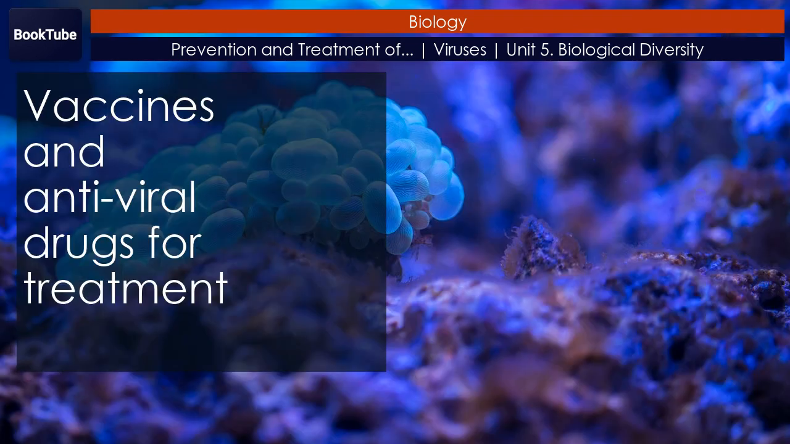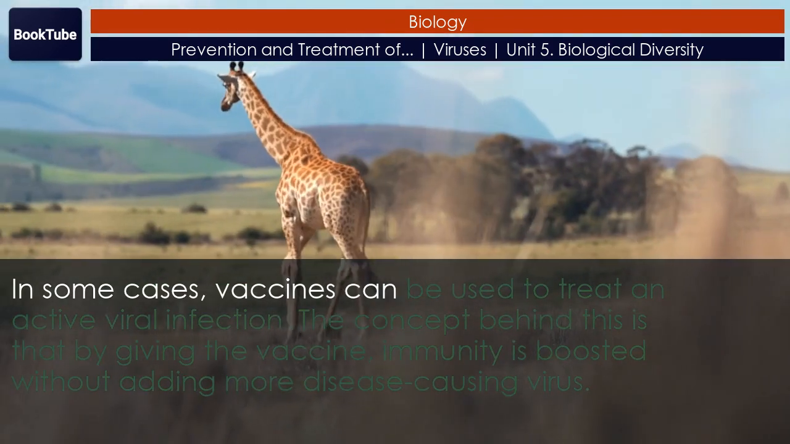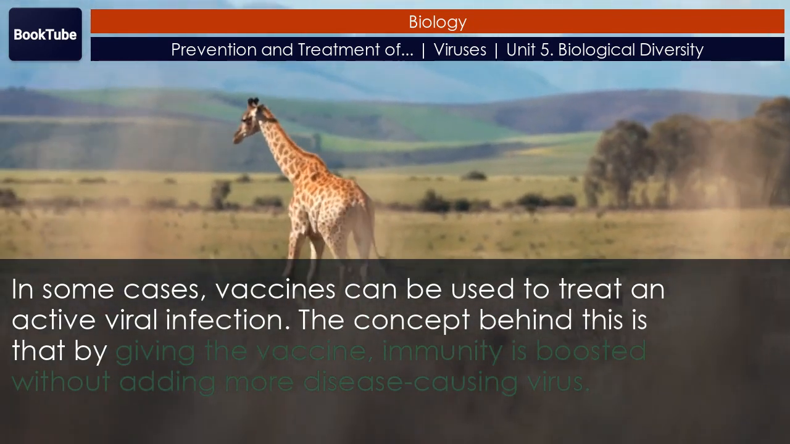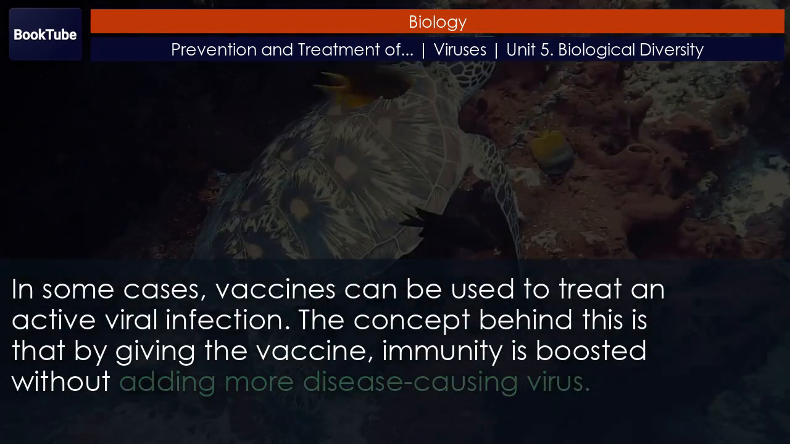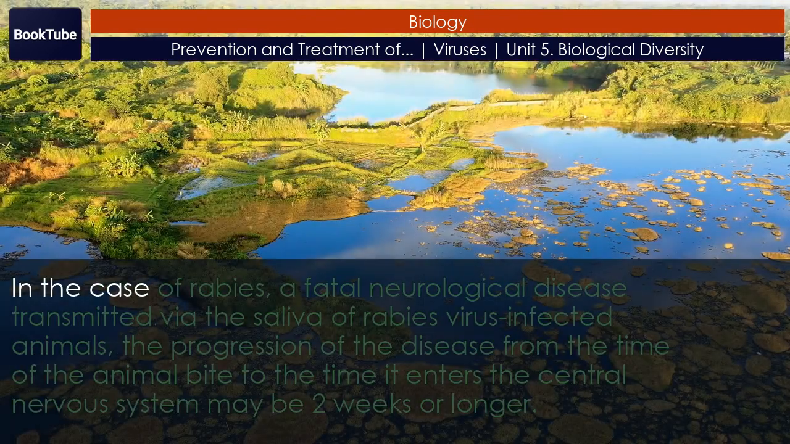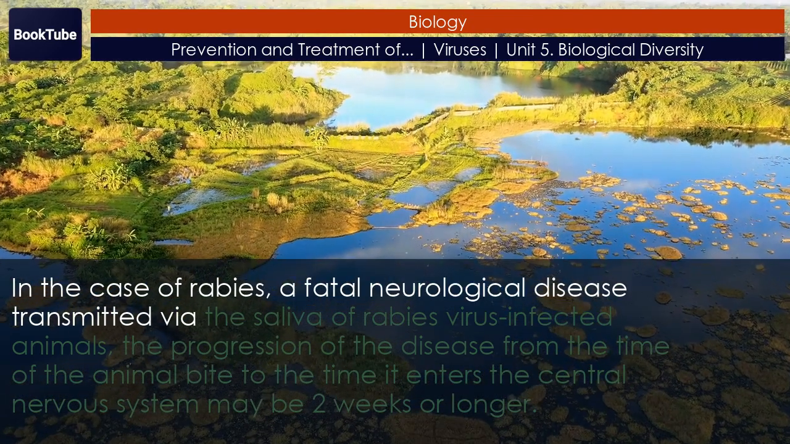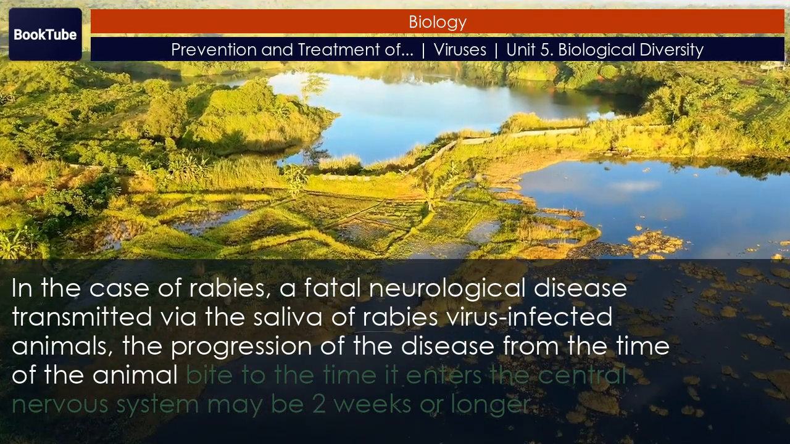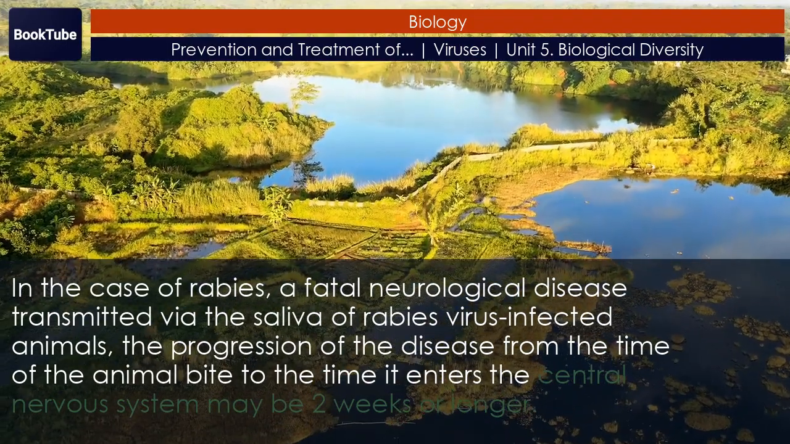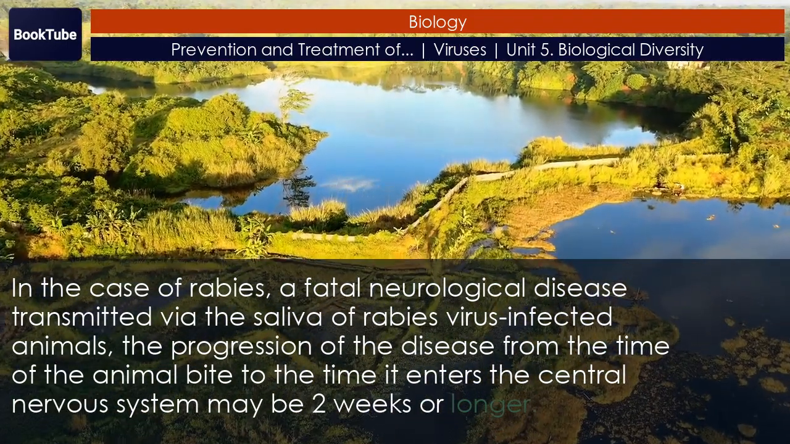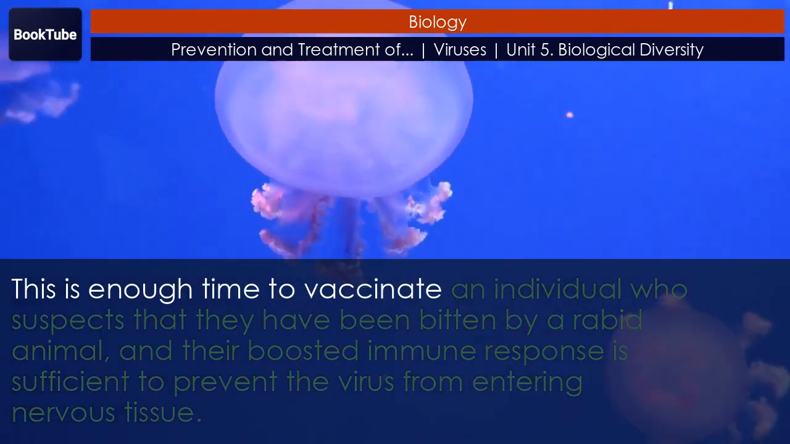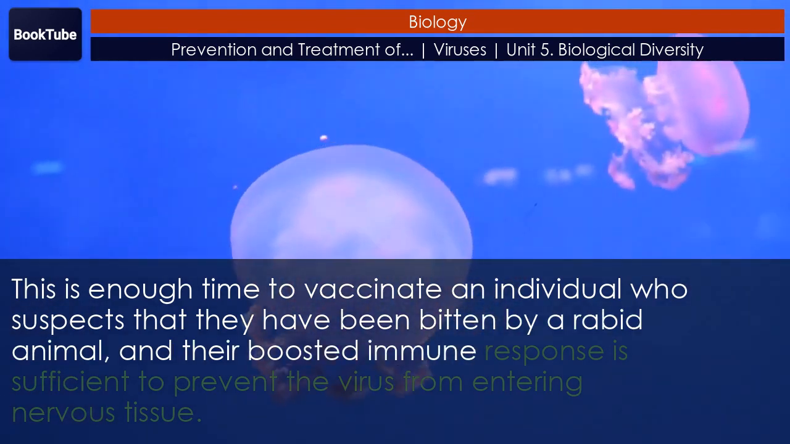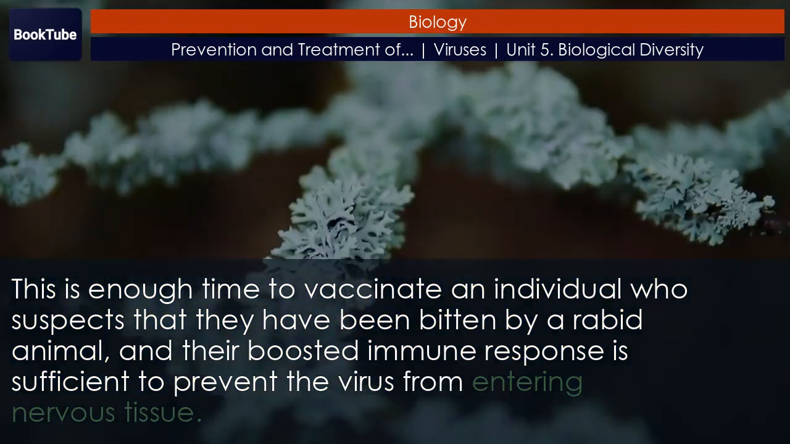Vaccines and antiviral drugs for treatment. In some cases, vaccines can be used to treat an active viral infection. The concept behind this is that by giving the vaccine, immunity is boosted without adding more disease-causing virus. In the case of rabies, a fatal neurological disease transmitted via the saliva of rabies virus-infected animals, the progression of the disease from the time of the animal bite to the time it enters the central nervous system may be 2 weeks or longer. This is enough time to vaccinate an individual who suspects that they have been bitten by a rabid animal, and their boosted immune response is sufficient to prevent the virus from entering nervous tissue.